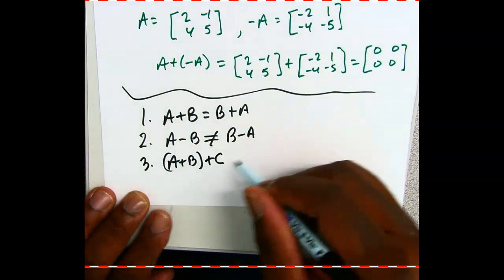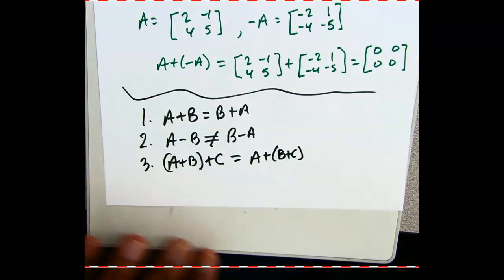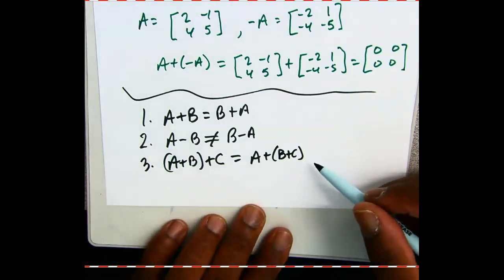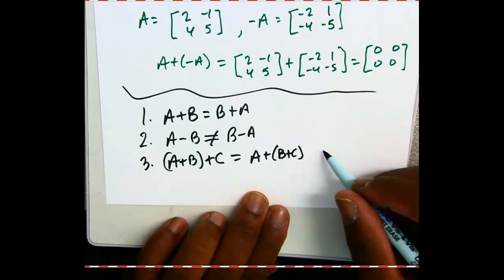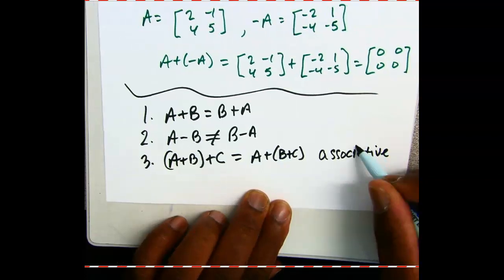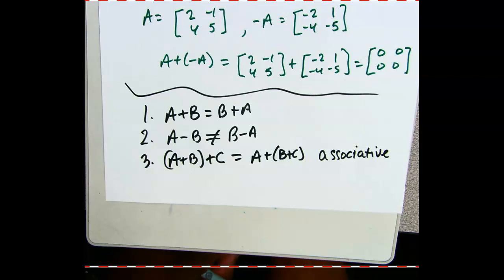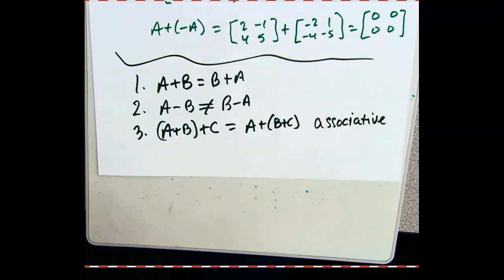A plus B plus C is equal to A plus B plus C. Do you guys remember the name for this property? Starts with an A. Our associative property. So if you're adding three matrices, it doesn't really matter the order. We can do A plus B first, get an answer, and then add that to C. Or we can do B plus C first, and then add A to that. So the associative property works with matrices.